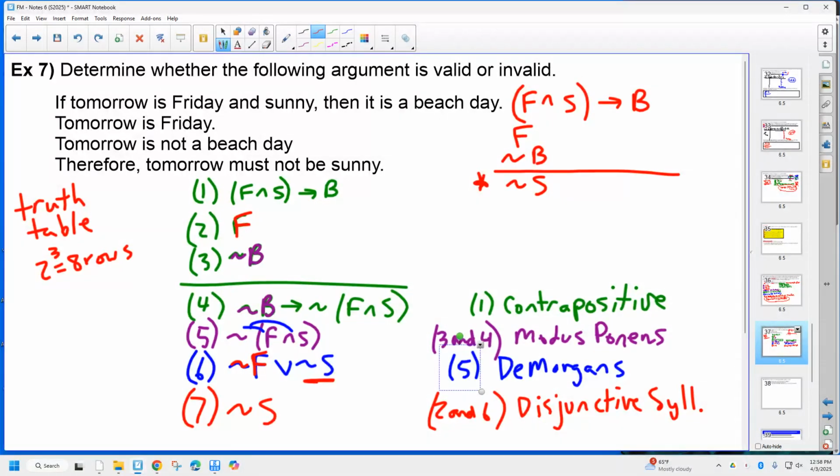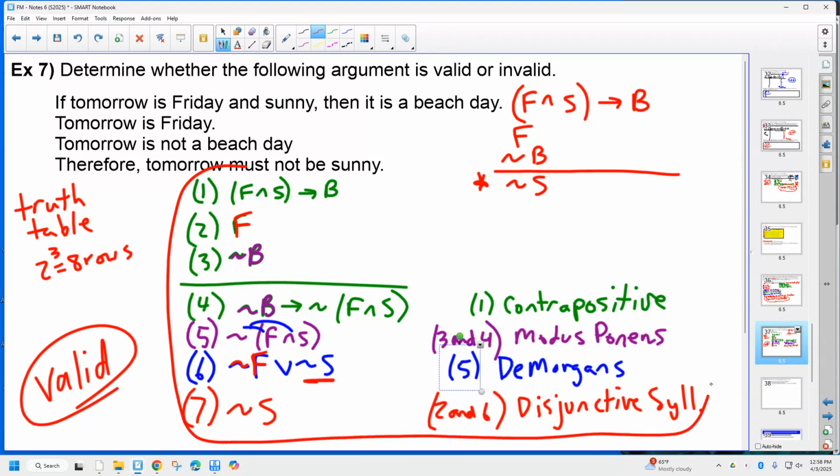So this is valid. Determine whether this is valid or not. Yeah, this is valid. And this is the proof. All of this stuff is how we can prove it to be valid. Or, of course, if you don't want to do that, you can still make that truth table.